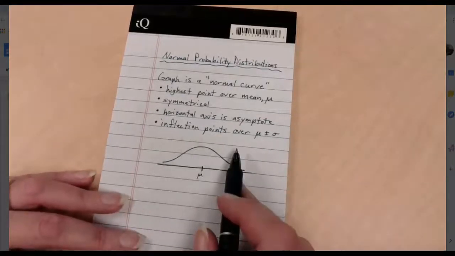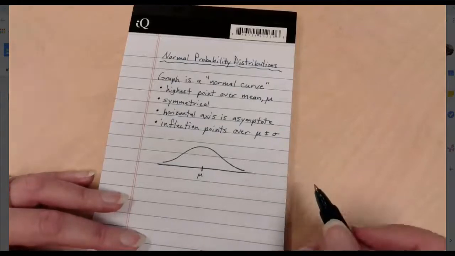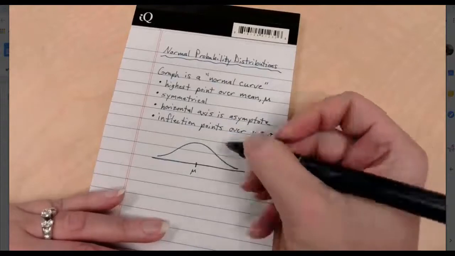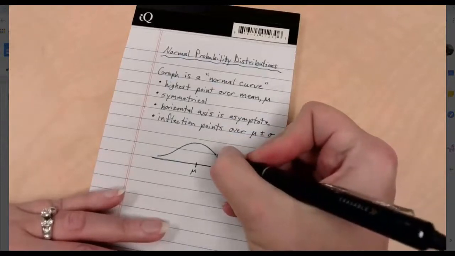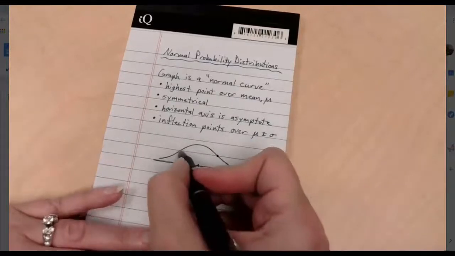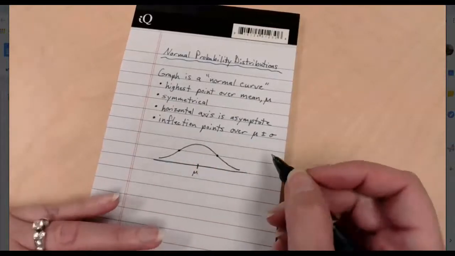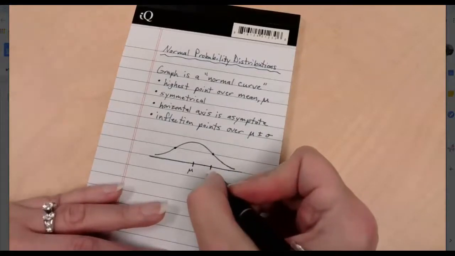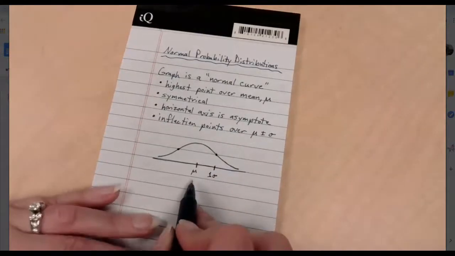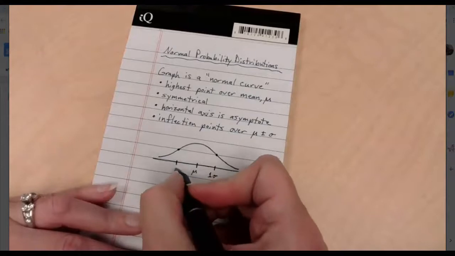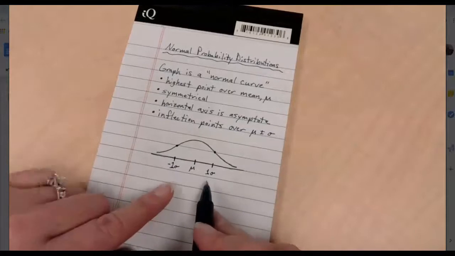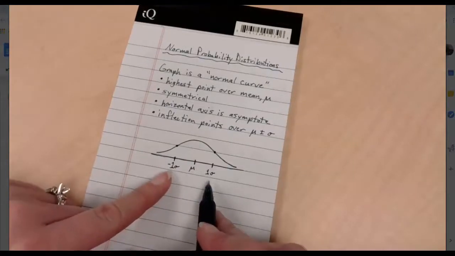All right, inflection points over mu plus and minus sigma. Roughly where this goes from curving outward to curving inward, I'm going to say is about maybe right there, and about maybe right there. Could I be off? Yes. Again, this is a sketch. What does this mean? This means that this spot right here is going to be 1 standard deviation above the mean. And this point right here is going to be 1 standard deviation below the mean. So notice, below is negative, above is positive.